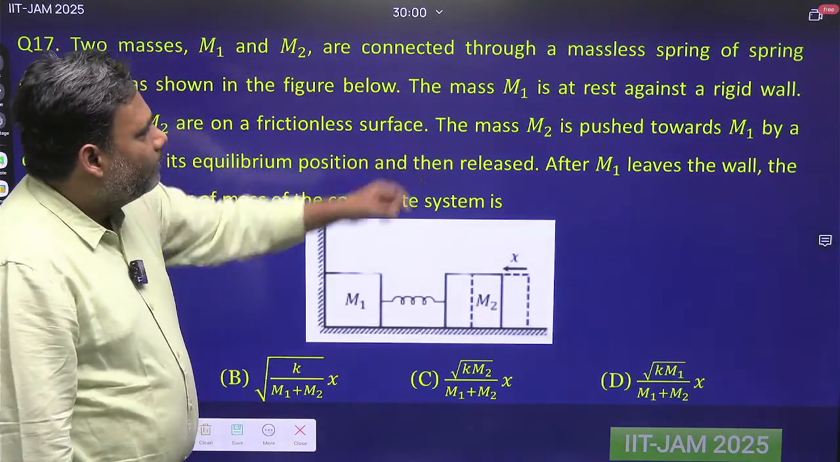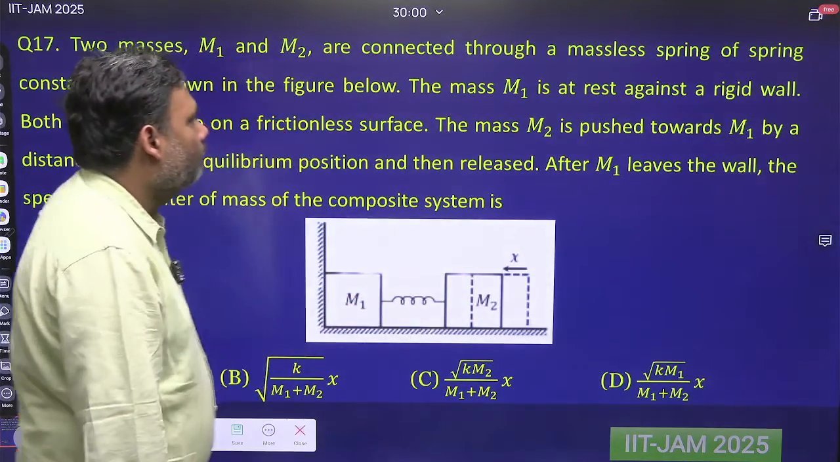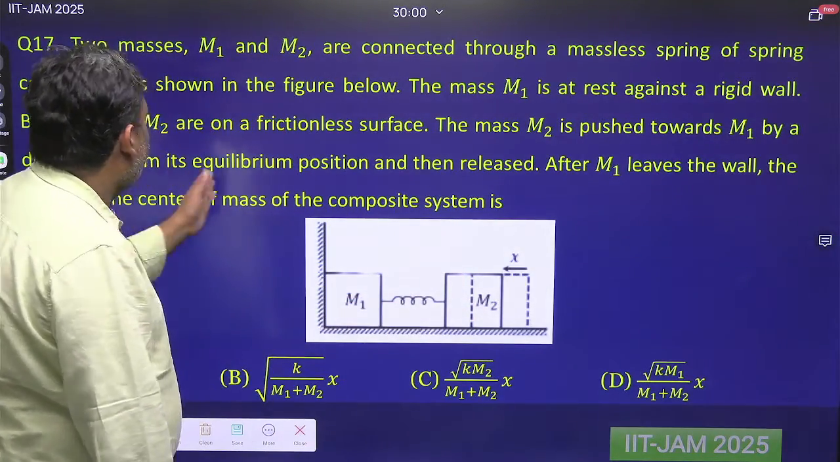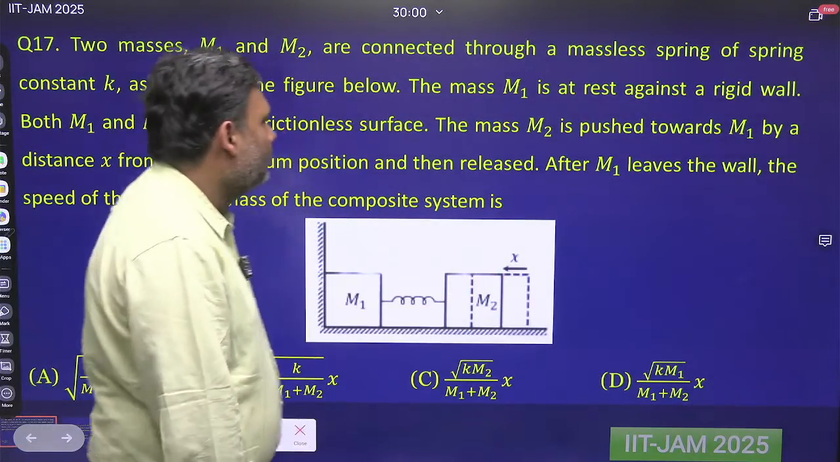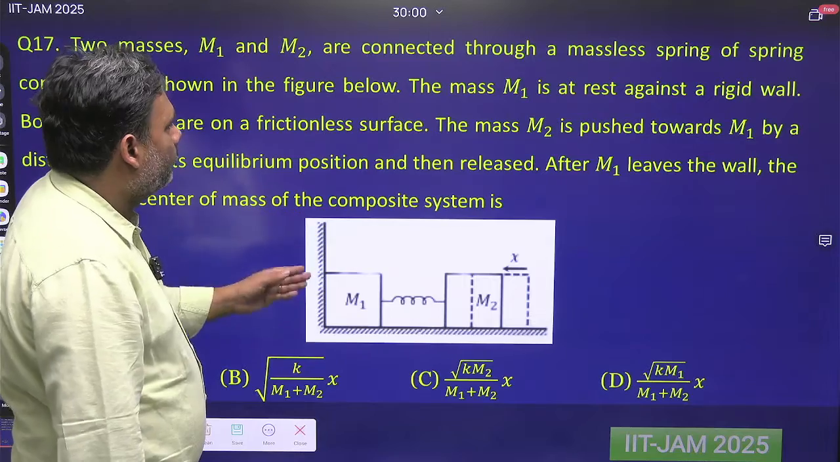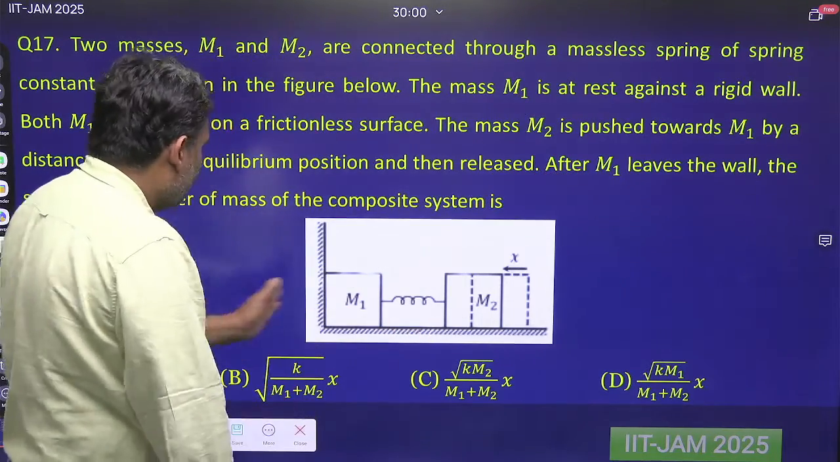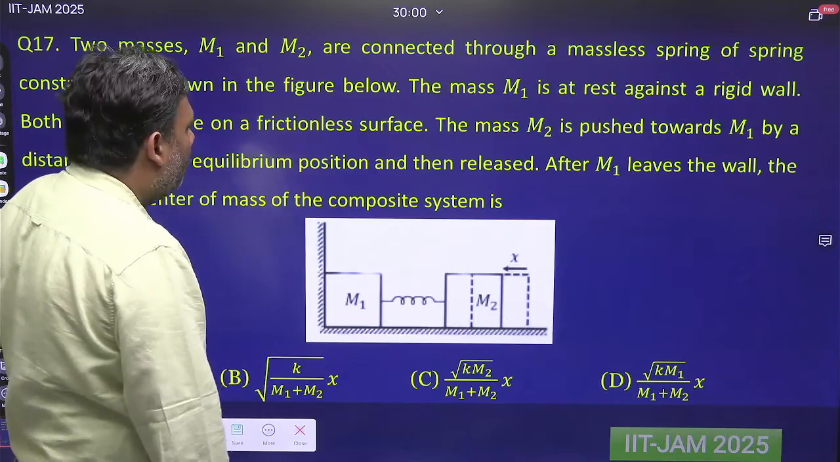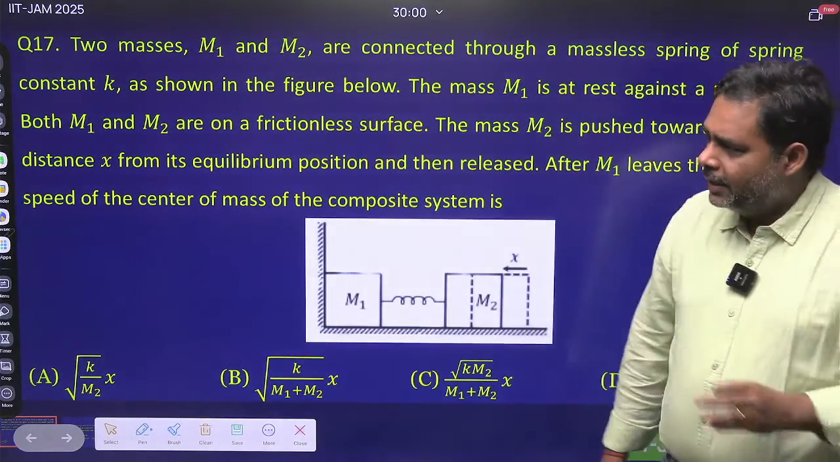Now it is given that mass m2 is pushed towards m1 by a distance x from its equilibrium position, and then released. After m1 leaves the wall, just as m1 is going to leave the wall, what will be the speed of the center of mass? This is a very interesting question, so let's try to go for this.